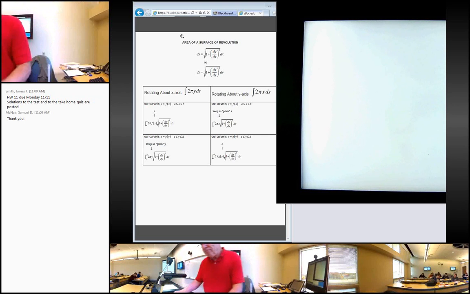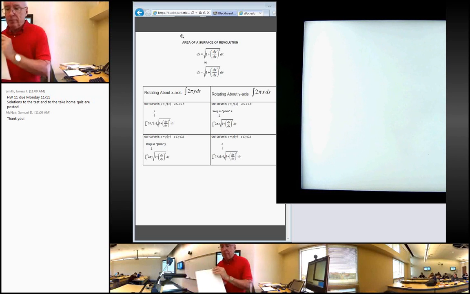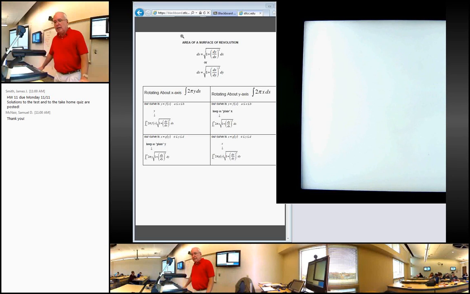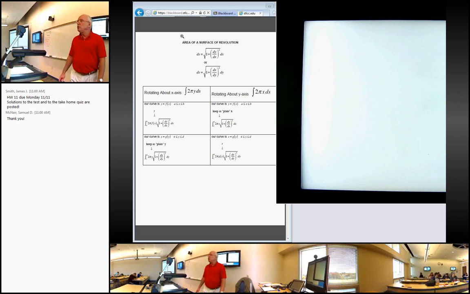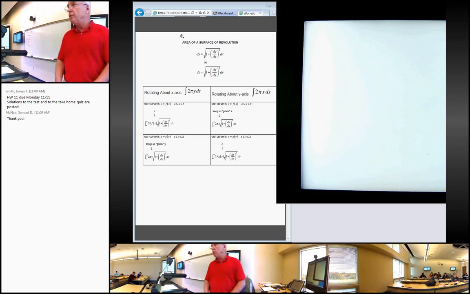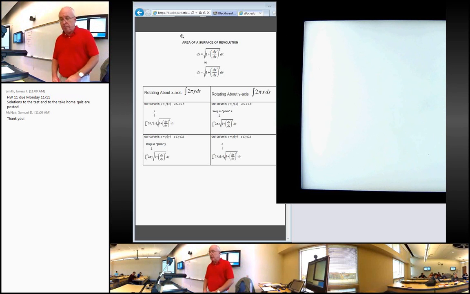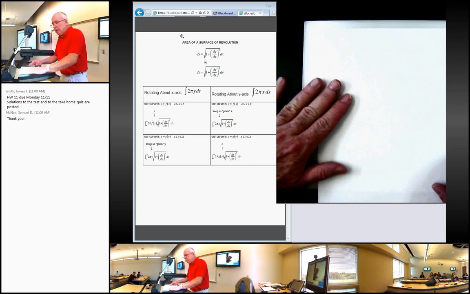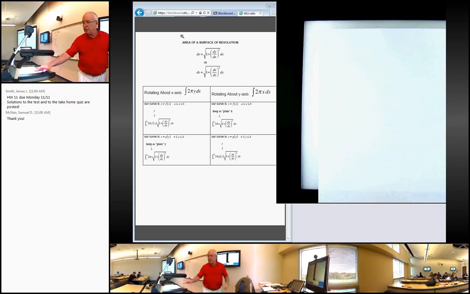So that's basically it with 8.2, computing the surface area of revolving a curve. Section 8.3 has a couple of applications to it.